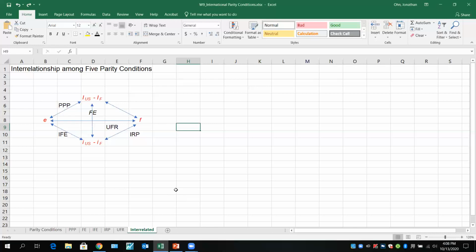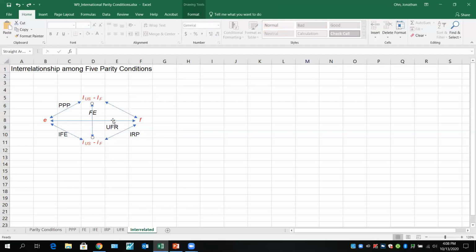Versus the textbook discussion about only PPP, IFE, and interest rate parity. But again, to make the system complete, we need the Fisher effect and the forward rate as an unbiased estimator or forecaster of the future spot rate.